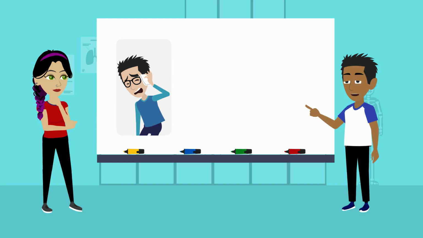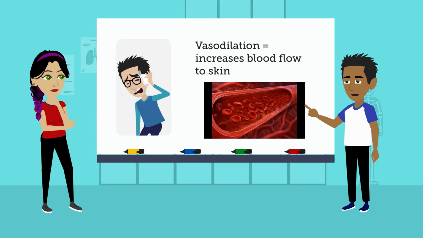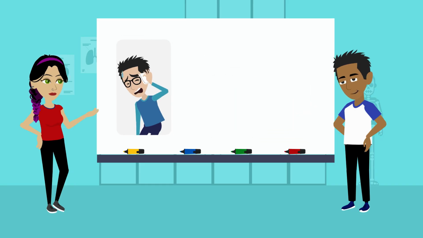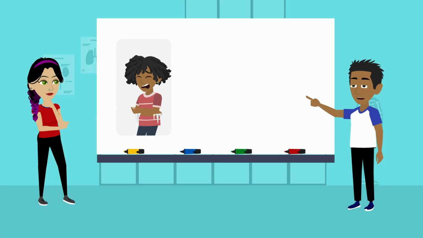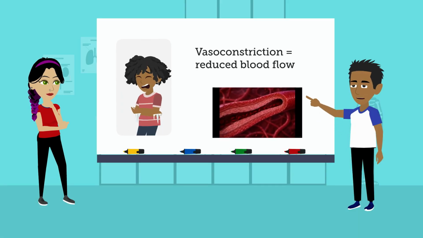When you are too warm, the blood vessels in your skin will dilate. This increases blood flow to the skin, which helps to get rid of excessive heat. Also, when you get too warm, the sweat glands in your skin begin producing sweat. The sweat cools you down as it evaporates from your skin. When you get too cold, the blood vessels in your skin will constrict. This will reduce blood flow to the skin, preserving body heat.